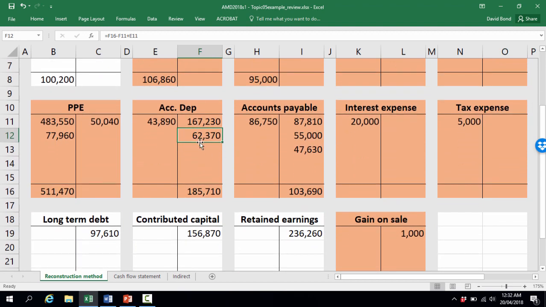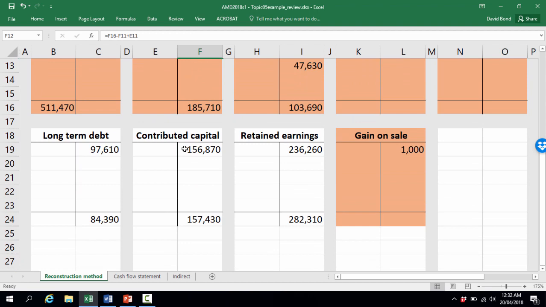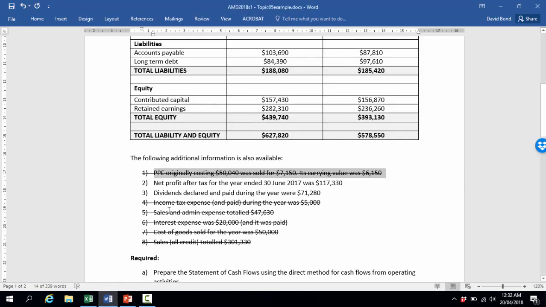And that's accumulated depreciation. The last ones we're dealing with are now the financing cash flows. So we're looking at the changes in debt, contributed capital, retained earnings. If we come back to the information, this just tells you net profit after tax for the year ended 30th of June 2017 was 117,330. So that tells us nothing about debt or equity. We get told explicit information that there were dividends declared and paid during the year for 71,280.